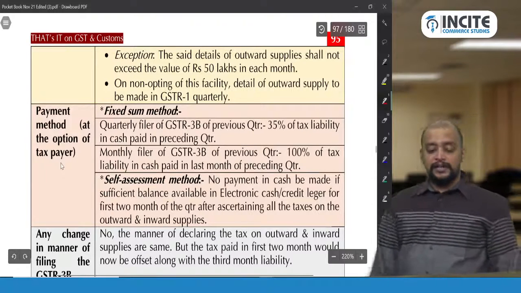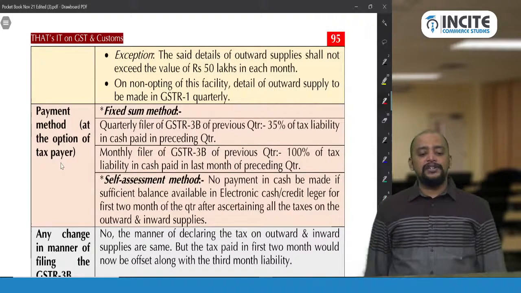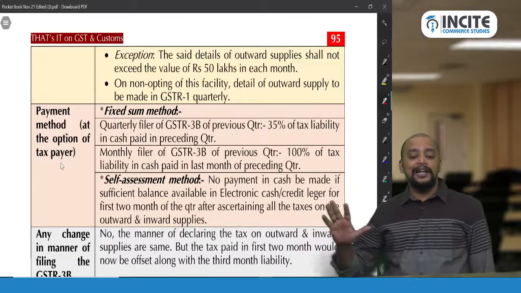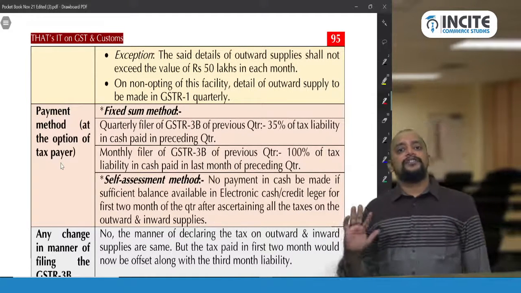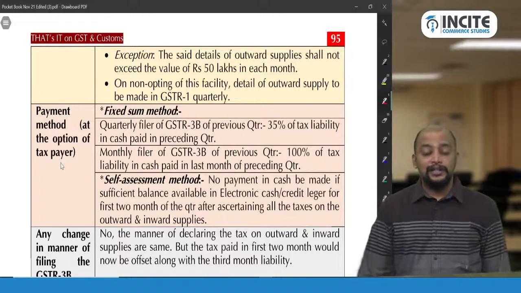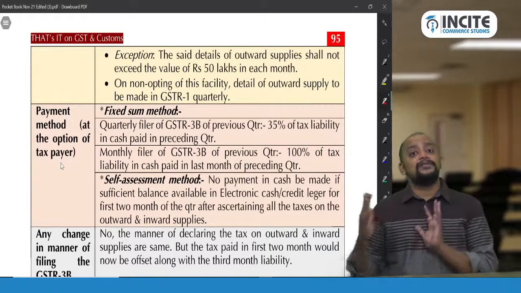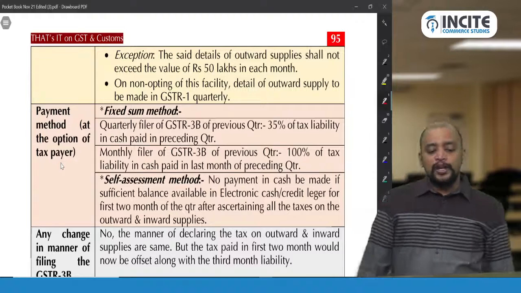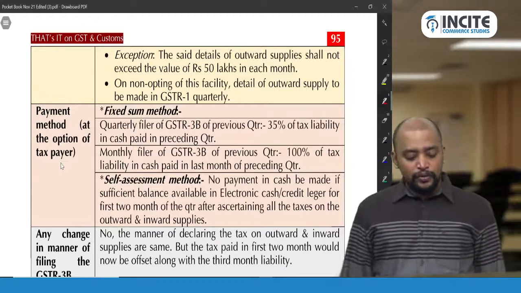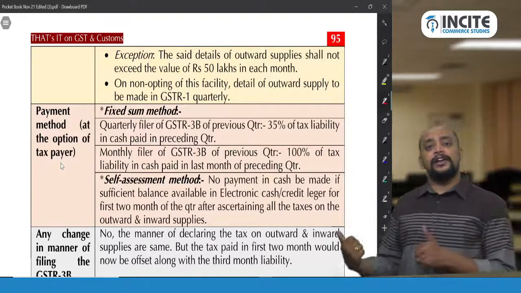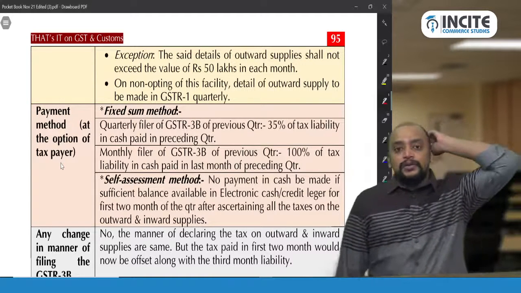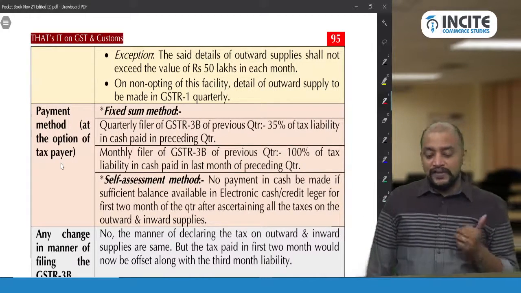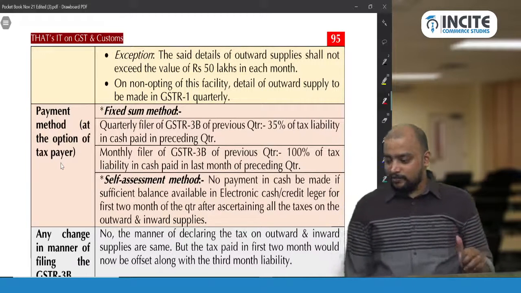And an exception. The said details of outward supply shall not exceed the value of 50 lakhs in each month. Okay. Each month it should not exceed 50 lakhs, whatever details you furnish in the IFF. Value, not tax. And on non-opting of this facility, details of outward supply are to be furnished in GSTR1 on a quarterly basis. That is this. And payment will be in 2 modes, that is the fixed sum method and the self-assessment method.